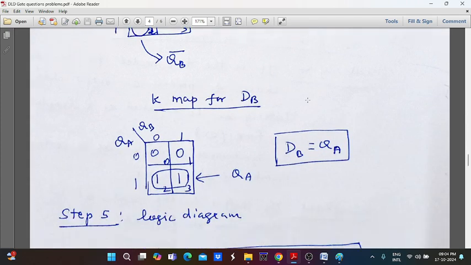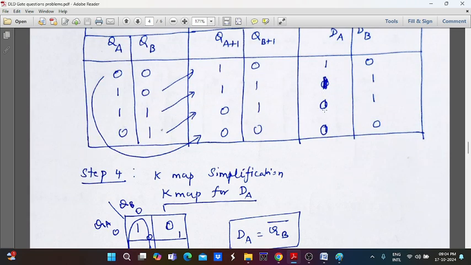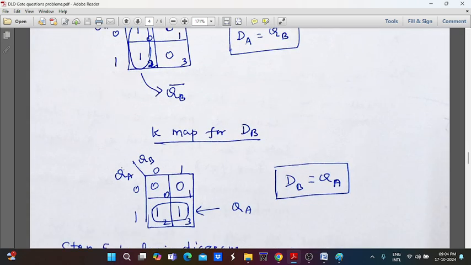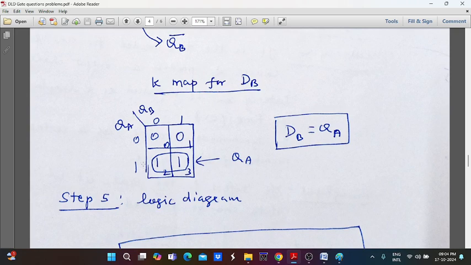Similarly for DB, we have to take QA and QB. Whenever both are equal to 0, the DB value is equal to 0. For 1 0, DB is equal to 1. For 1 1, again DB equal to 1. For 0 1, DB equal to 0. All these column values are put into each and every cell. Finally, we can map these two 1s in a single group. So we can consider only the second row.